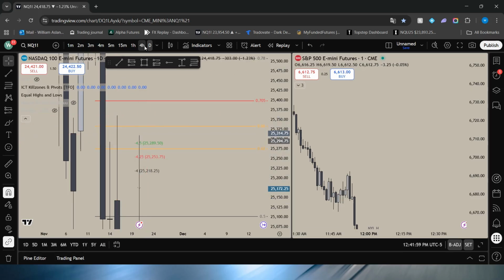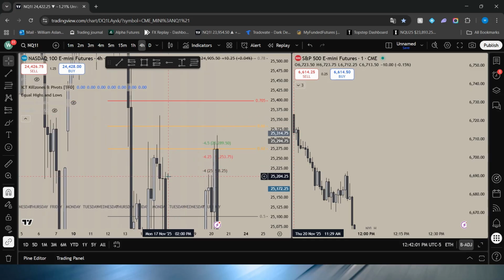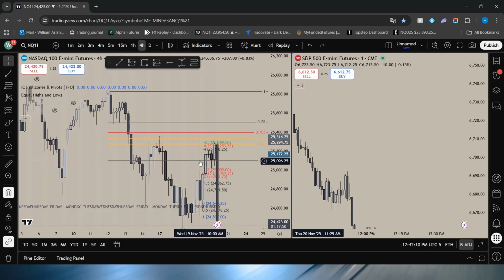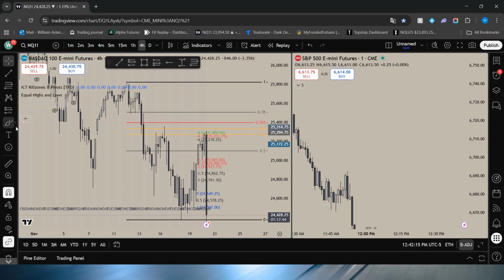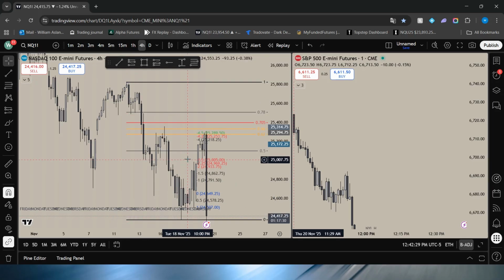So also on top of that, we had a 4-hour rejection block here, and basically the -4 lined up with the CE of that rejection block. And for the last confluence that I saw, which basically made me very, very certain in the probability of this trade, we marked out the range on the 4-hour here. So we have the high to the low, and as you can see, we have our golden pocket known as the OTE, -4 lined up with the OTE. So I basically set a limit there.